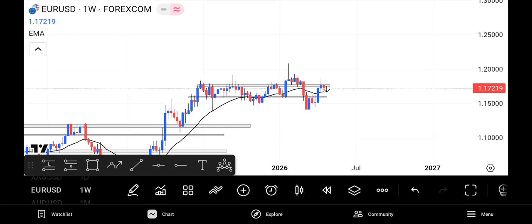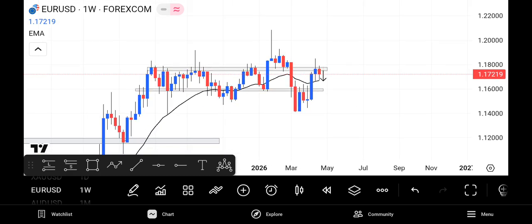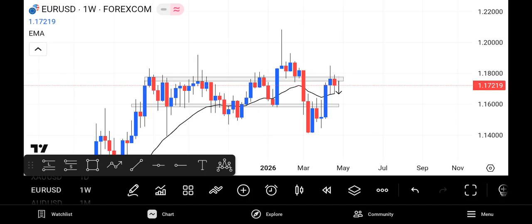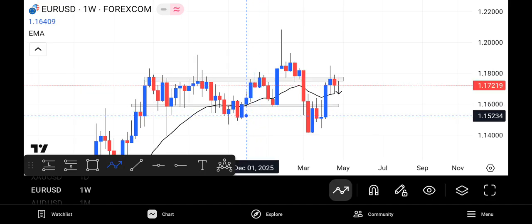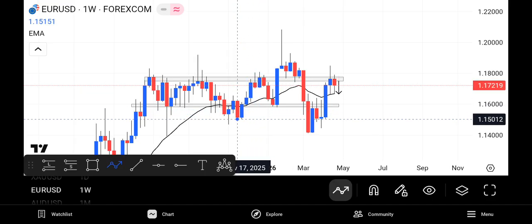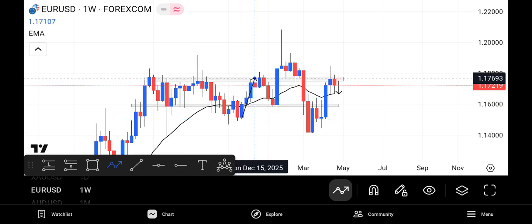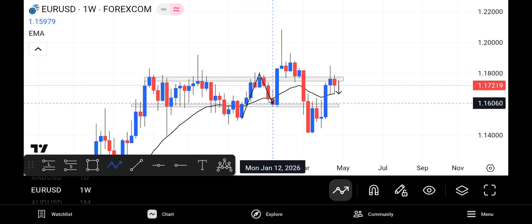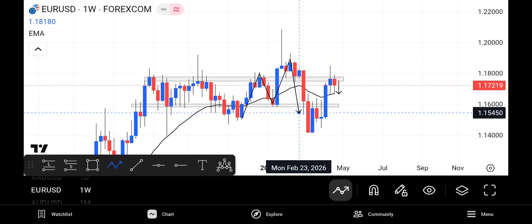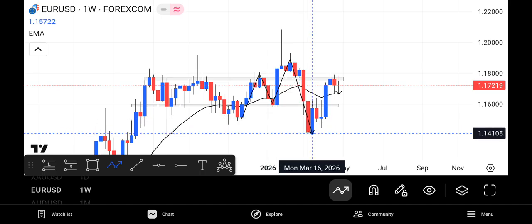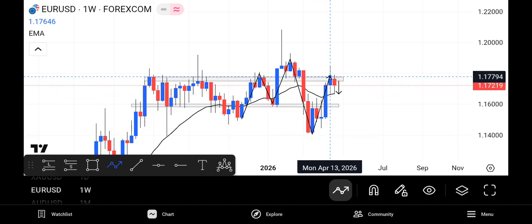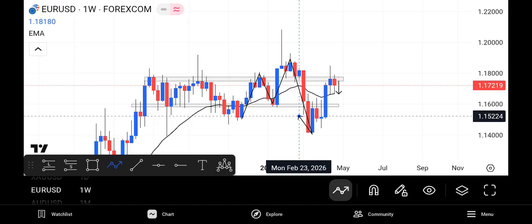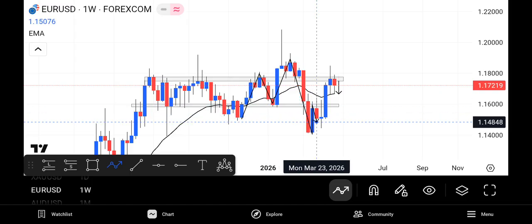So this is Euro USD. As you can see, Euro USD is bearish. Let's start from here. You can see this is a higher high, higher low, higher high. This is a lower low. This is a lower high right here. I'm supposed to count this, but let's still count it.